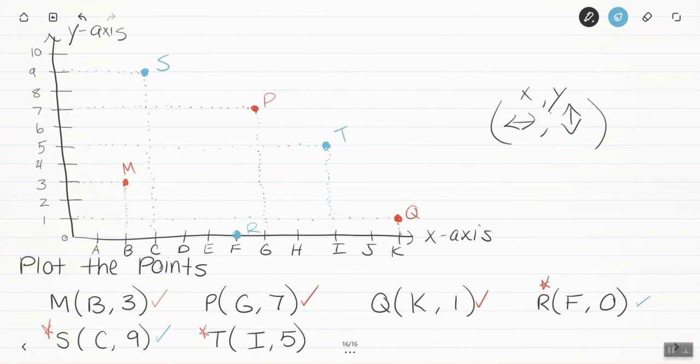But remember, this information is not going to be on your quiz. We just wanted to get your mind to start thinking about the coordinate plane.